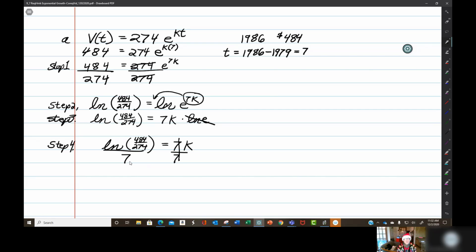You interested in how we did this? You have to unpack this using the arithmetic of logarithms. Ln 484 minus, that's the quotient rule, the ln of 274. So we would have to look up the ln of 484 and the ln of 274 and do that subtraction and then divide by 7.